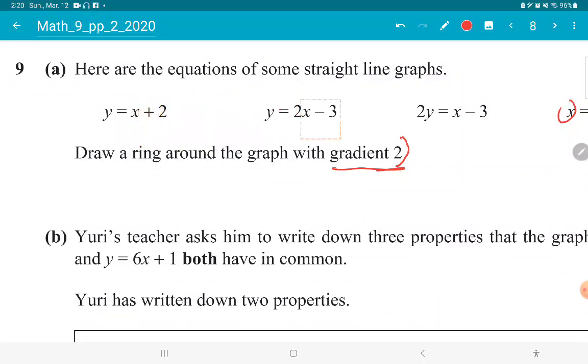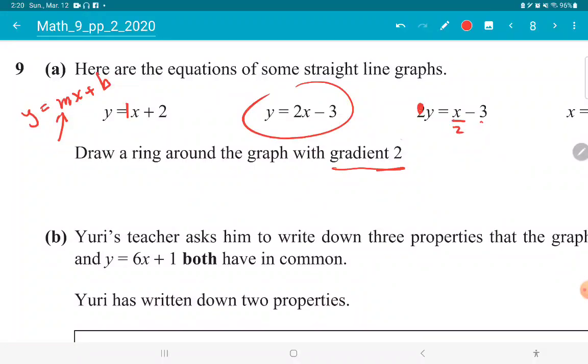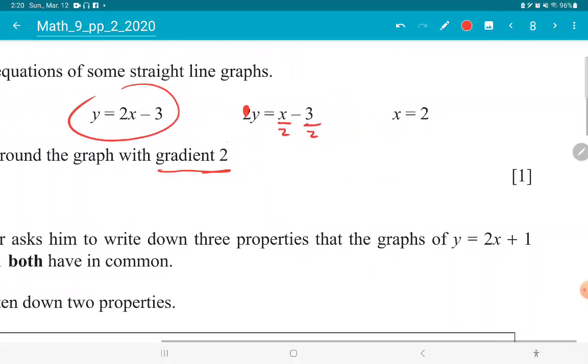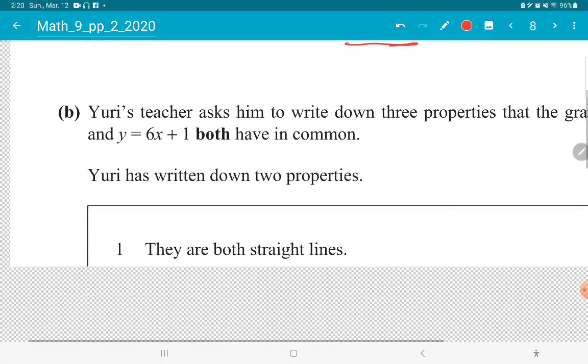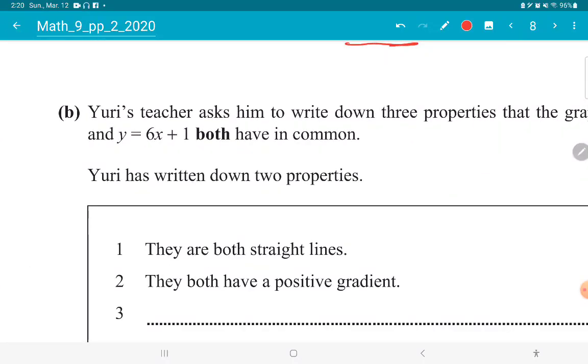Which one has slope of 2? The general formula is y equals mx plus b, where m is the slope or the gradient. This is 1, which is not 2. This is 2. This is 1/2, which is not. And this one, just 2x minus 3.